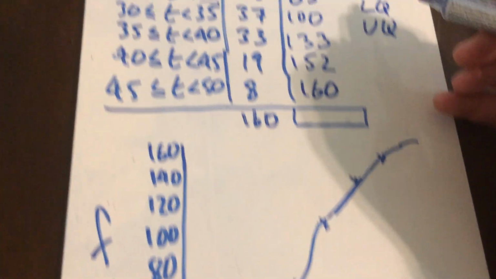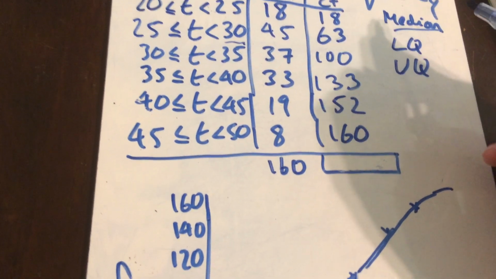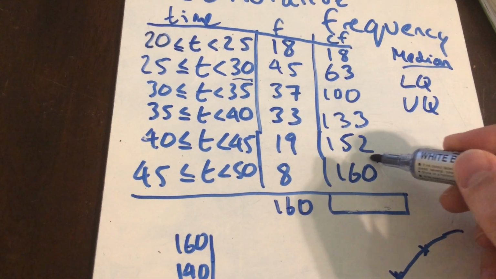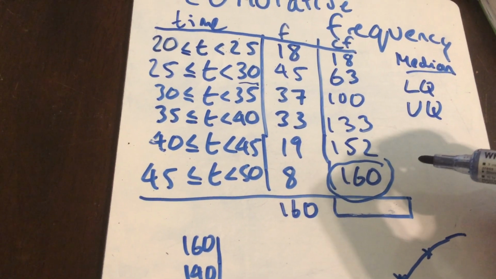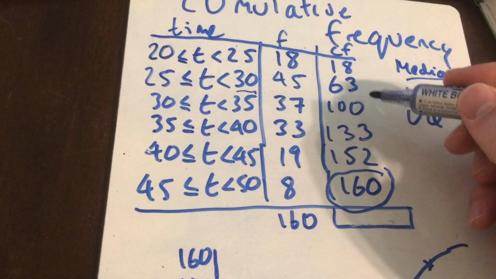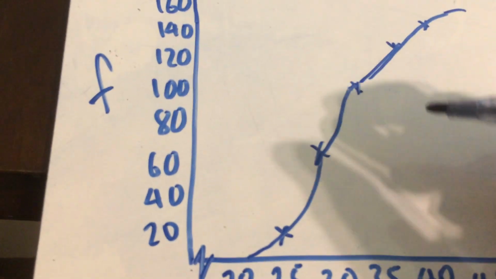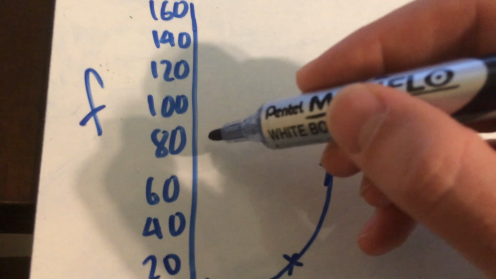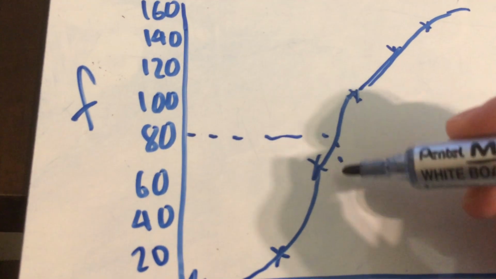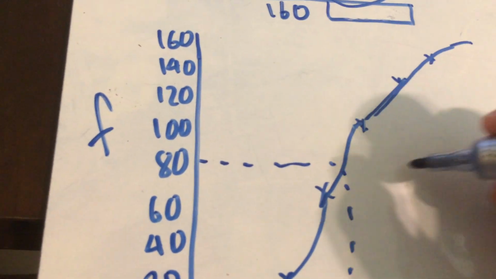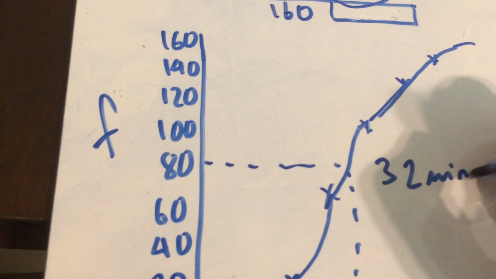Then, if we want to use this data to find the median, we find half of 160, which would be 80. Where's the 80th person? We're hoping that they'll be somewhere in that category, 30 to 35. So we look at 80 and we read across. So say the median is about 32 minutes.